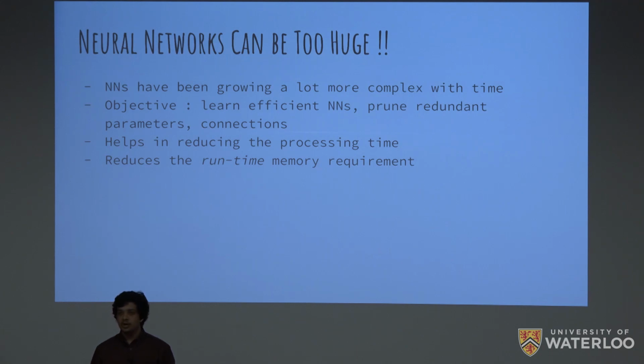So the idea is to reduce the number of parameters required in those neural networks and retain the accuracy or retain the knowledge learned by these particular neural networks. And hence you want to learn efficient neural networks so that you can deploy it in a faster manner, in an online manner.